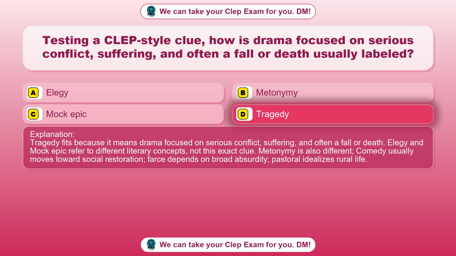Tragedy fits because it means drama focused on serious conflict, suffering, and often a fall or death. Elegy and mock epic refer to different literary concepts, not this exact clue. Metonymy is also different; comedy usually moves towards social restoration, farce depends on broad absurdity, pastoral idealizes rural life.